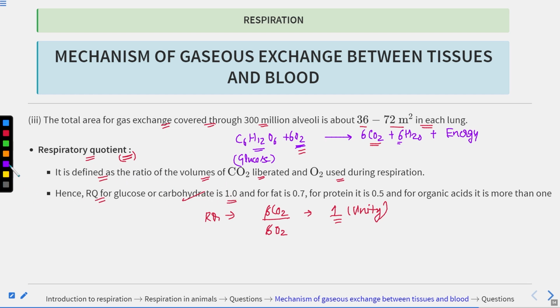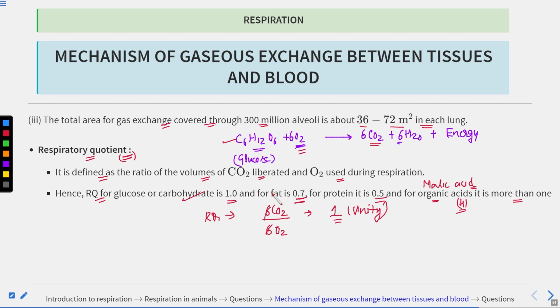Okay, if you talk about the fat, it is 0.7. Alright, and for proteins it is 0.5. Whereas for organic acid such as malic acid, so malic acid is an organic acid, the RQ value is more than 1. It can be around 4 also. Okay, so you can calculate the RQ value if you know this equation.